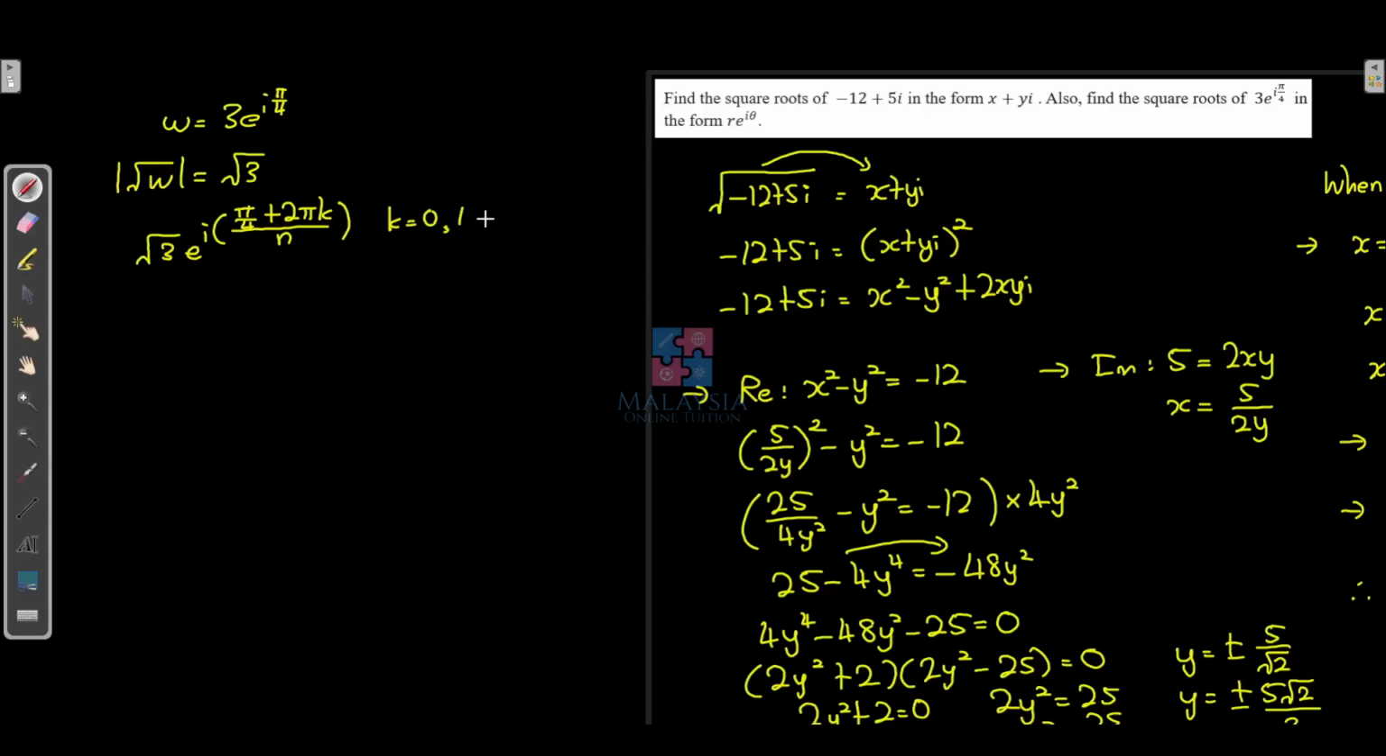If you have 3, for example, you want to find the cube root of 3e^(i pi over 4), you are going to have 0, 1, 2, and so on. The n here is, for example, if you are finding the square root, 2, cube root, 3, and the fourth root, 4, and so on. That is the value of n.